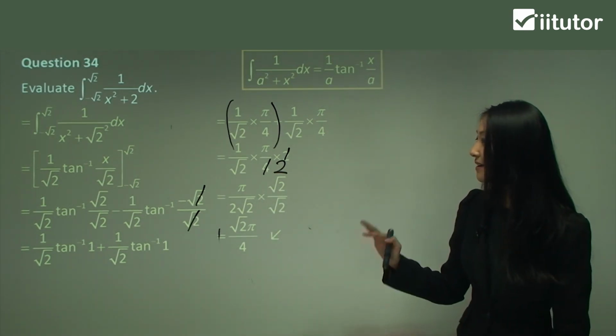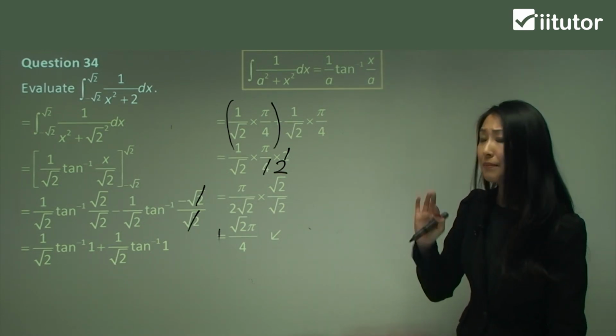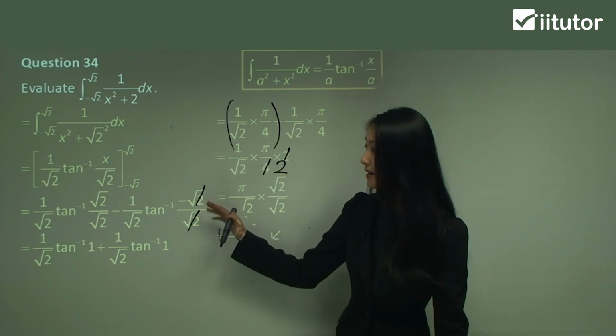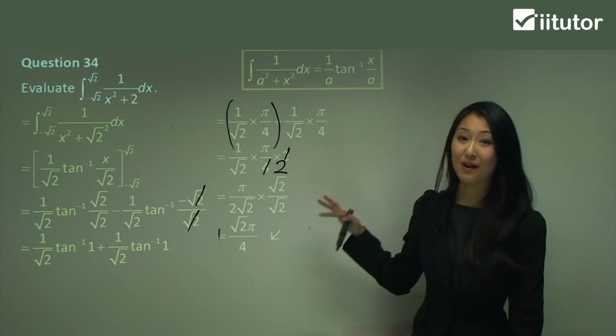All right, so I think the important thing here that people may have difficulty with was taking the inverse tan of a negative and just bringing out that negative. Otherwise, this question was quite straightforward.